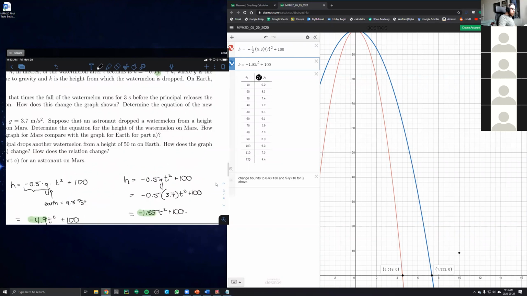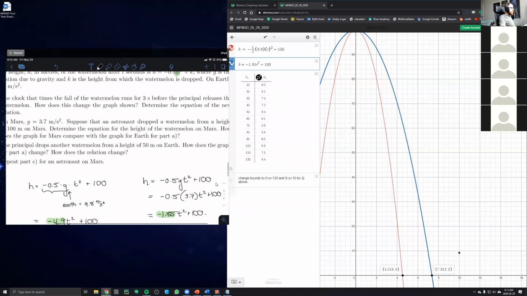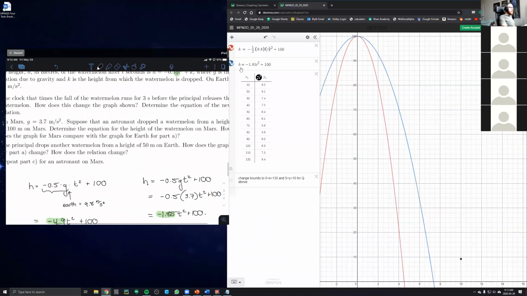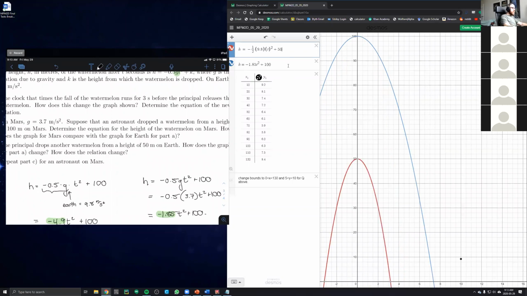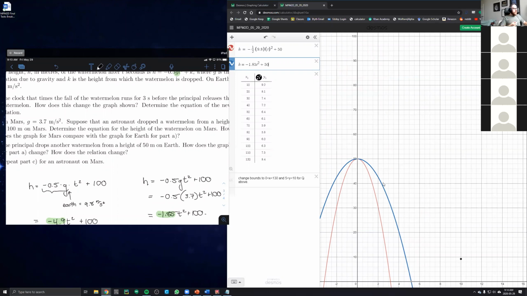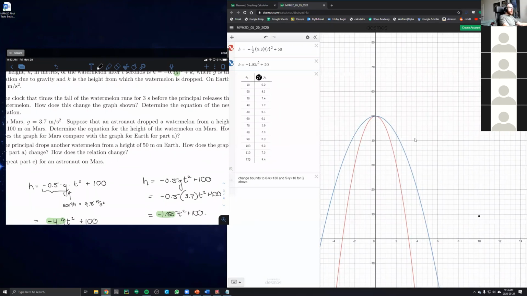How will the graph change if the watermelon is dropped from 50 meters? What will happen to the graph? You would change, for the equation, the initial height. So the plus 100 would just be plus 50. Very good. And what does that affect on our graphs? It moves it down. Exactly. Different y-intercept, different vertex, moves it down 50. Exactly, right? Because now we're dropping it from half of the original initial height.